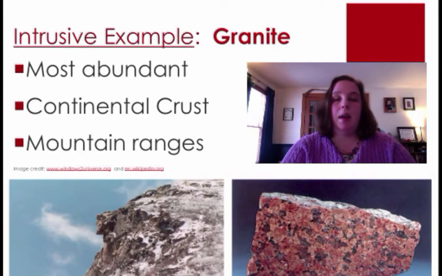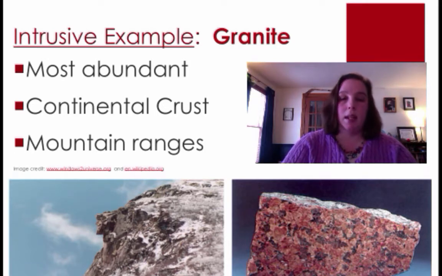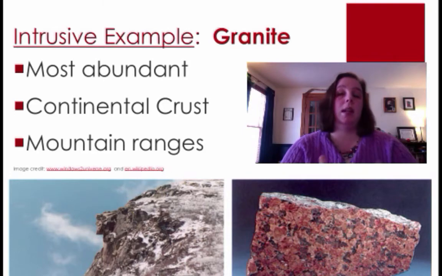So an example of intrusive igneous rock is granite. Of course, we are known as the granite state. It's the most abundant intrusive igneous rock, and continental crust is made mainly of granite, and so are your mountain ranges. And I don't know if you guys remember, but we used to have the old man in the mountain, and he was made of granite.